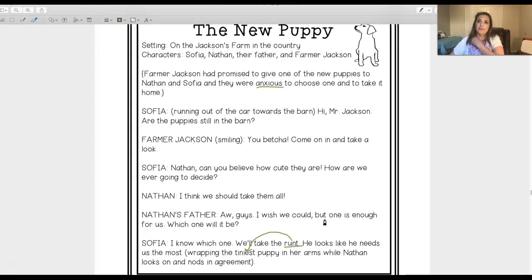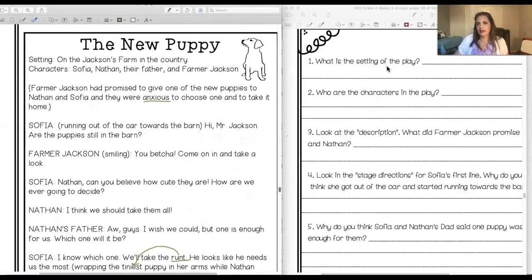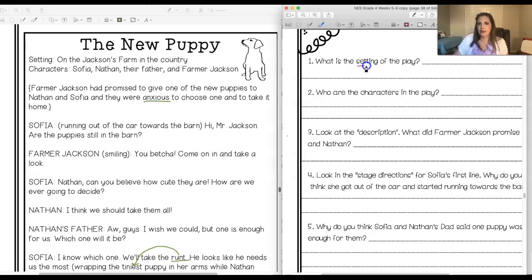If it's a litter of piglets, they're talking about the tiniest pig, like you read about when you read Charlotte's Web in 3rd grade, right? Wilbur was the runt. So runt is the tiniest. Question 1. What is the setting of the play? We know that setting is the time and place.